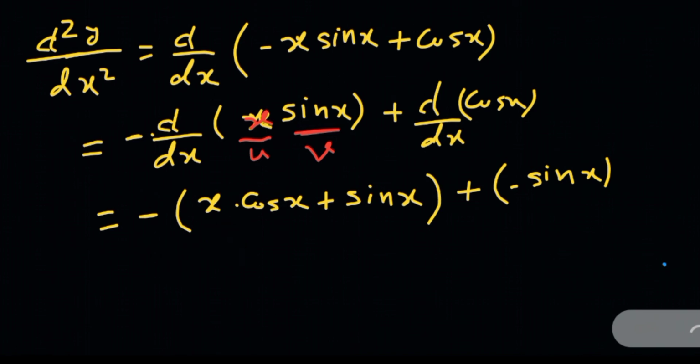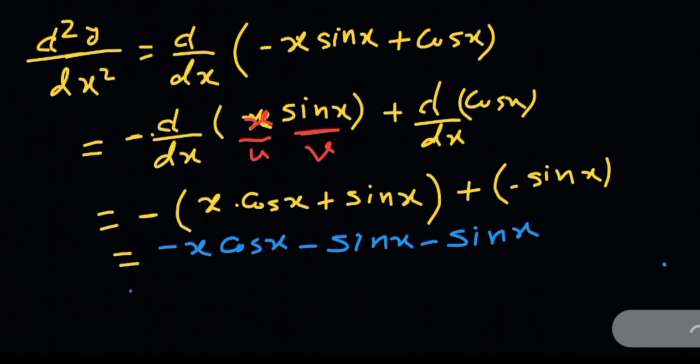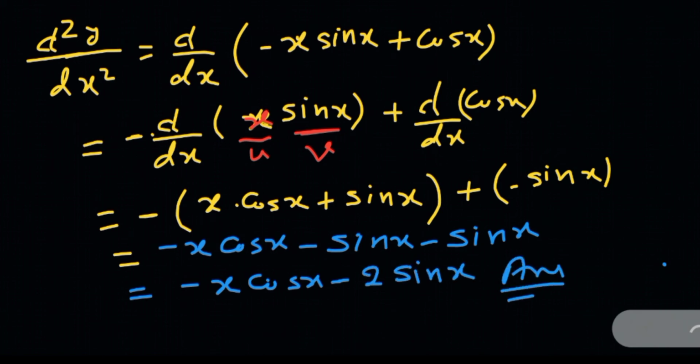We just need to simplify a little bit. So if I simplify, then minus into x cos x is minus x cos x, and minus into plus will be minus sin x, and plus minus minus, so minus sin x. So in this way, if I solve, I will get minus x cos x and minus sin x, minus sin x, minus 2 sin x. This will be our answer. This is our d2y upon dx square, because the left side is that only.